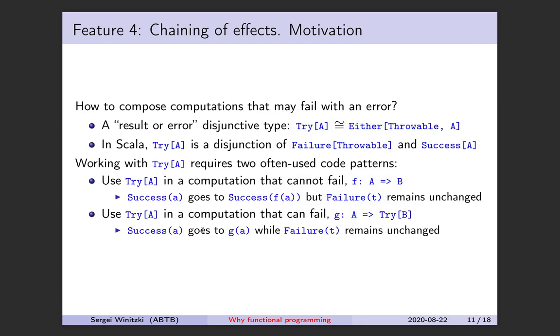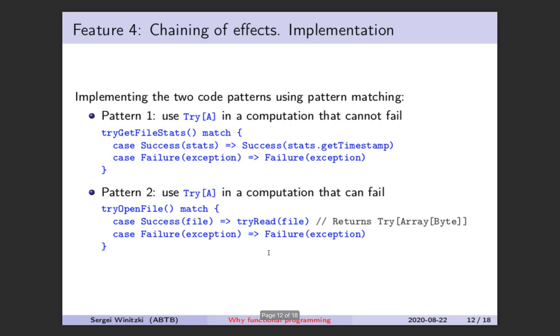And if everything goes well, you continue. So if all of the steps succeed, then at the end you have a success of something. But if you have any failure, then you have a failure, the first one stored. So that's a very often used pattern. So how do you implement that pattern?